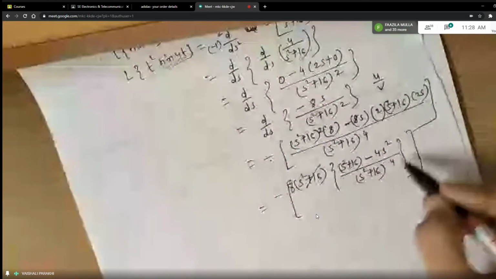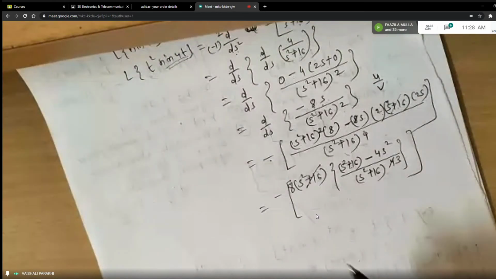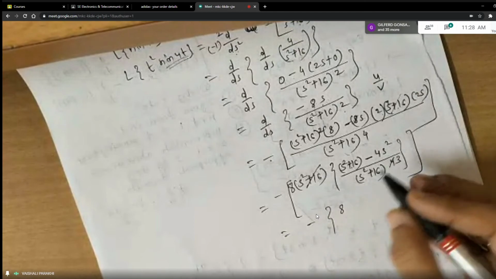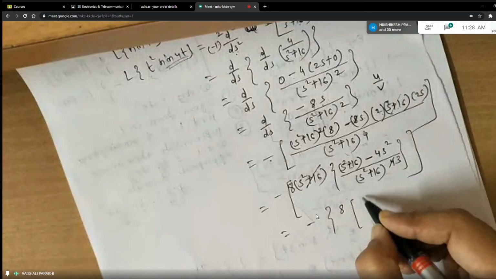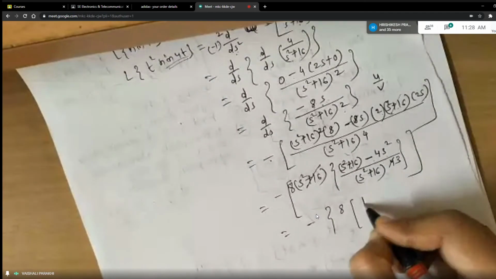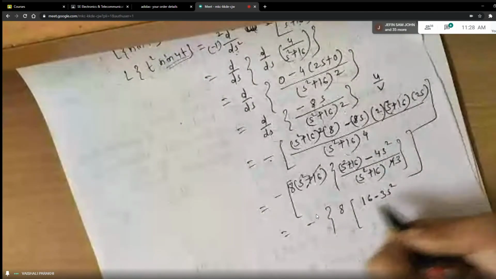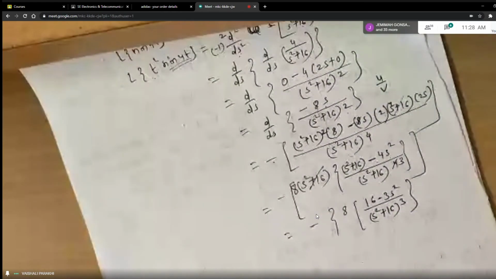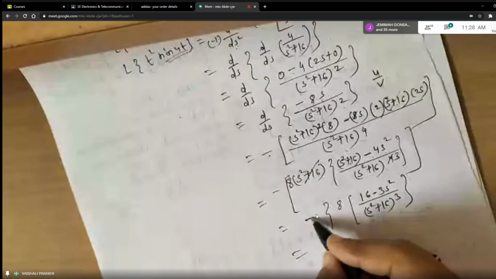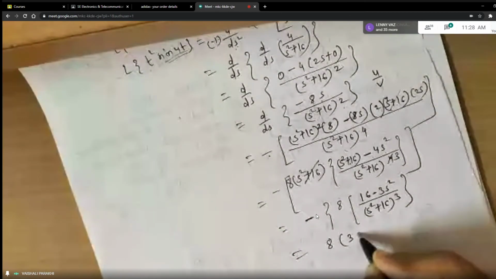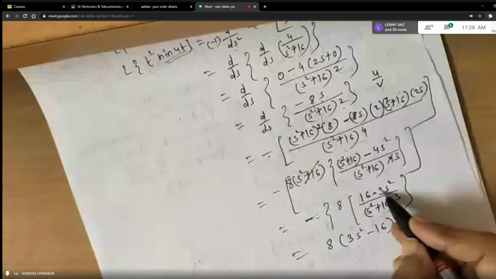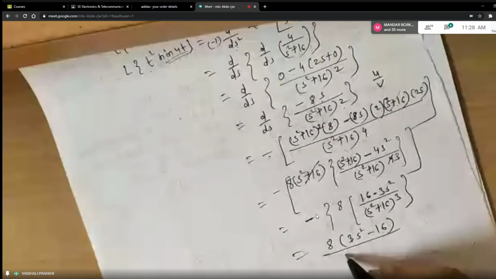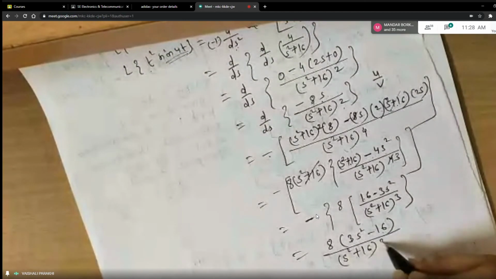Now as I said, this bracket will go, right? So cube will remain in the denominator. And it is minus 8 is out. Now let us open this bracket. S square plus 16 minus 4s square will be what? 16 minus 3s square, no? Divided by s square plus 16 bracket cube. Now if you want to get rid of this minus sign, you can interchange the terms here, so plus will become minus and minus will become plus, so that you get rid of that minus sign from the outside. S square plus 16 bracket cube.